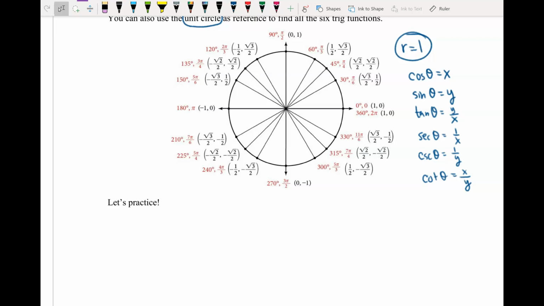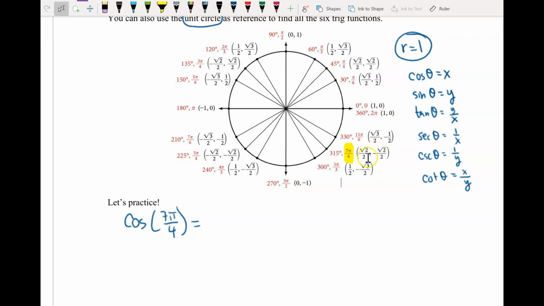So let's say you wanted to figure out what the cosine of 7 pi over 4 is. One good way to do it is to use a calculator and set it to radian mode. But another way that you can do it is just look at the unit circle. So 7 pi over 4 is on the unit circle. It is in quadrant 4, so it's right here.